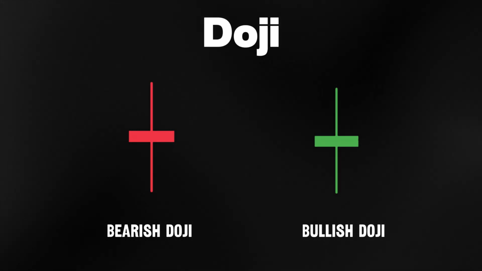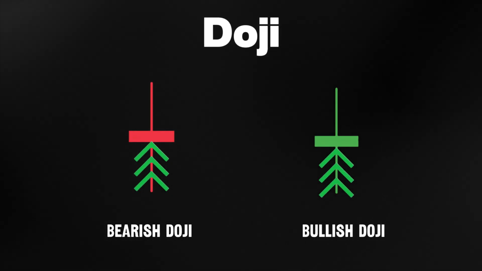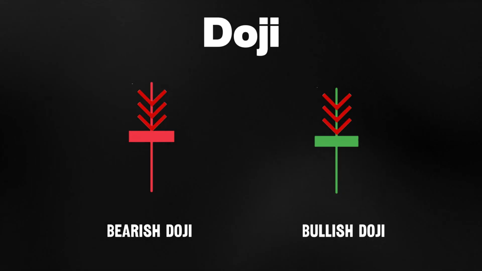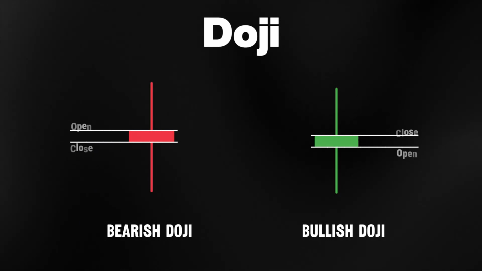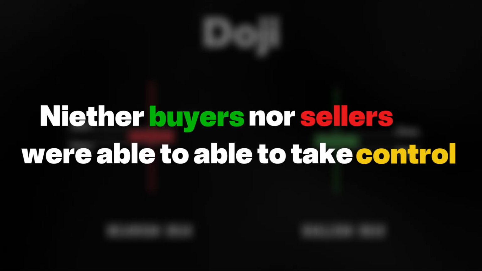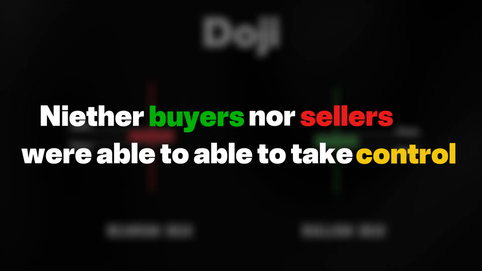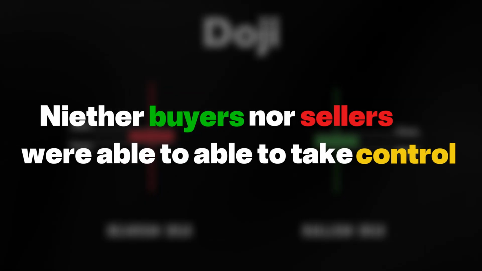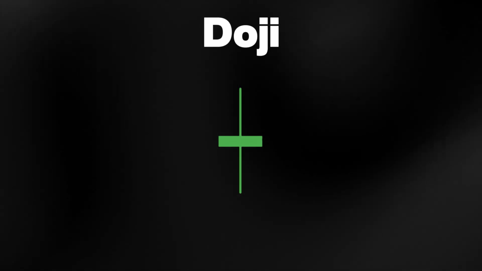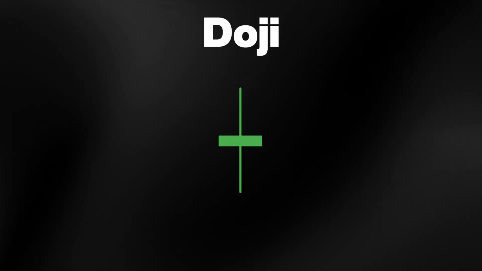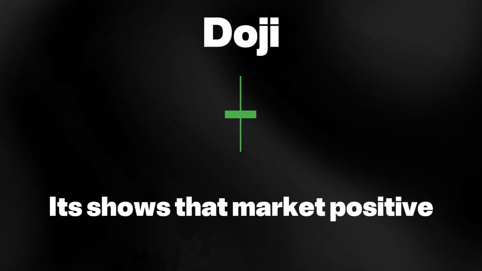Now think about what that means. Price moved up, price moved down, but in the end, it finished almost exactly where it started. That's a clear sign that neither buyers nor sellers were able to take control. It's a standoff. Now on its own, a single doji doesn't give you a trade signal. It simply shows that the market is pausing.